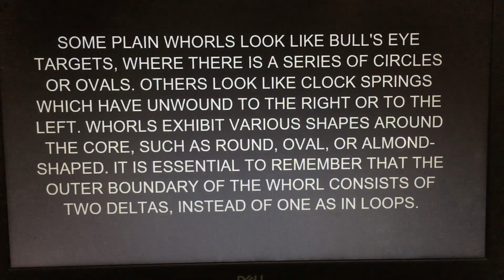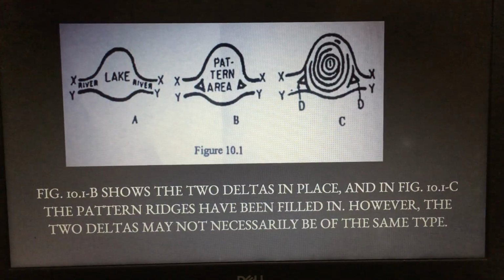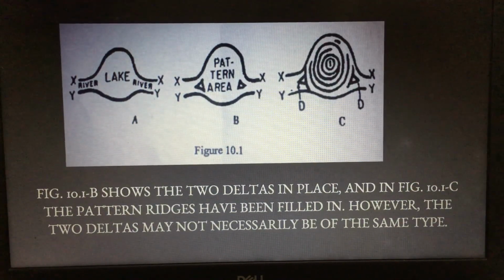It is essential to remember that the outer boundary of the whorl consists of two deltas instead of one as in loops. So that's what I have said, there should be two deltas. This shows the two deltas in plain whorl, and in the pattern the ridges have been filled in. However, the two deltas may not necessarily be of the same type.